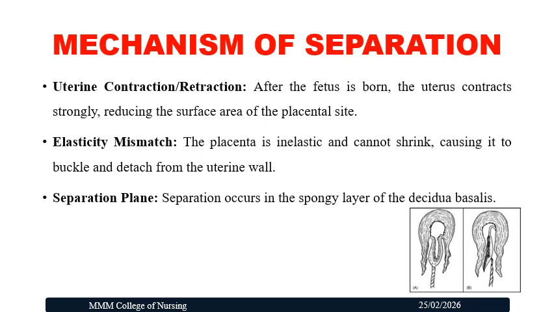Uterine contraction and retraction: after the fetus is born, the uterus contracts strongly and also it reduces the surface area for the placental site. Then under elasticity, the placenta becomes inelastic and cannot shrink, causing it to buckle and detach from the uterine wall. Third aspect is separation plane. Separation usually occurs in the spongy layer of the decidua basalis.